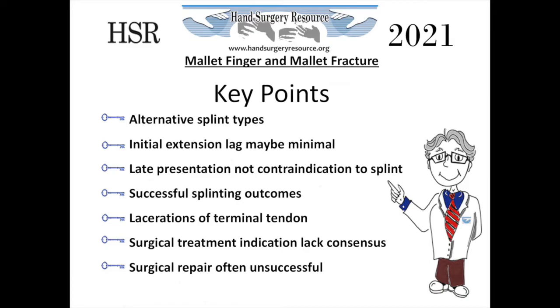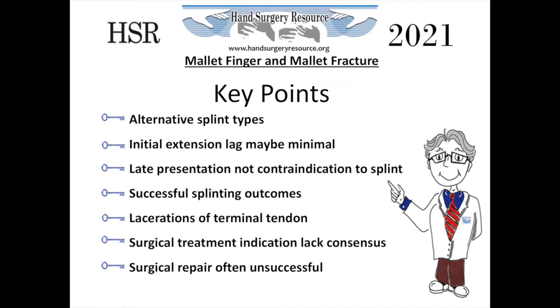Successful splinting outcome for mallet fingers can be expected for most patients, but poor results can occur secondary to poor cooperation and inadequate immobilization. Lacerations that cut the terminal extensor tendon can also cause a mallet deformity. These injuries should also be considered an open joint injury because the capsule and extensor tendon are confluent at the level of the distal DIP joint. These injuries require acute surgical repair.